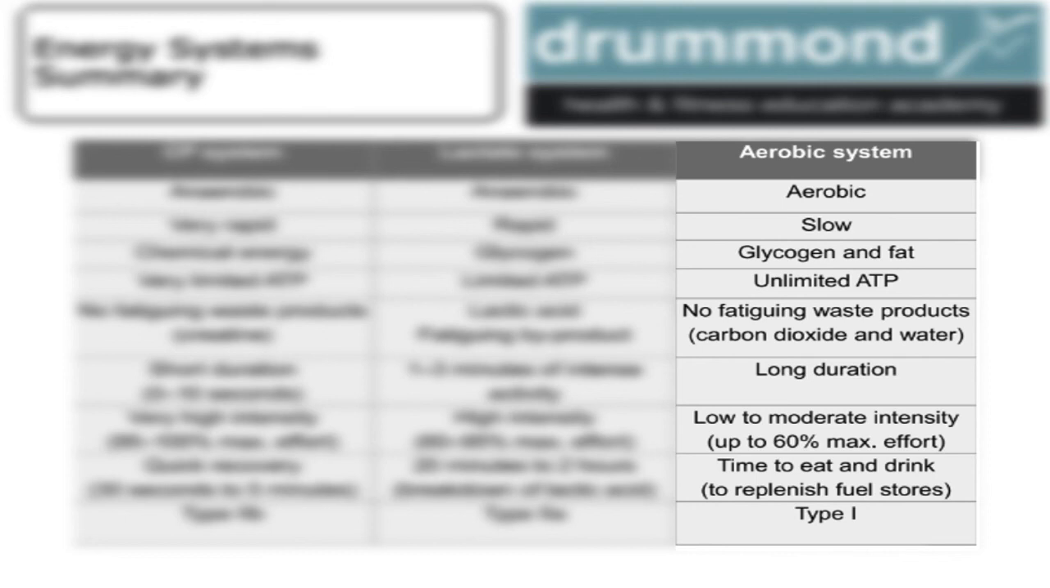And again, because it's such low to moderate intensity, up to around about 60% of max effort, the recovery will be supported as long as you have time to eat and drink and replenish the fuel sources of glycogen and fat that you've used. And the type 1 muscle fibers are going to predominantly use aerobic systems when it comes to creating ATP.